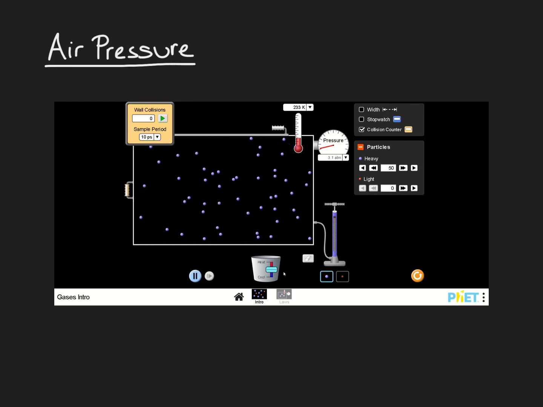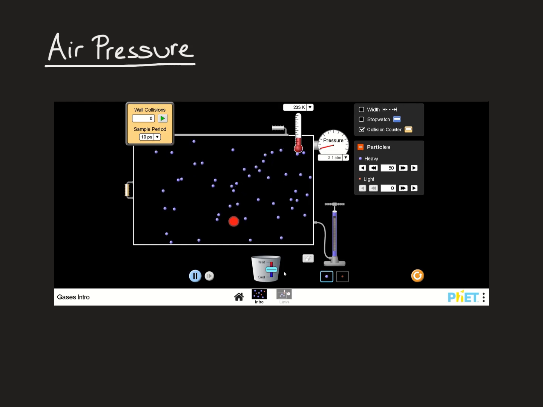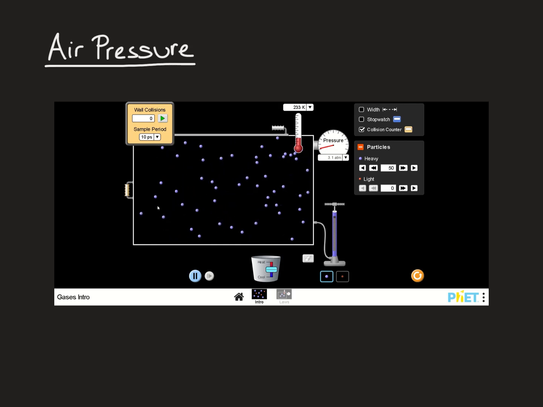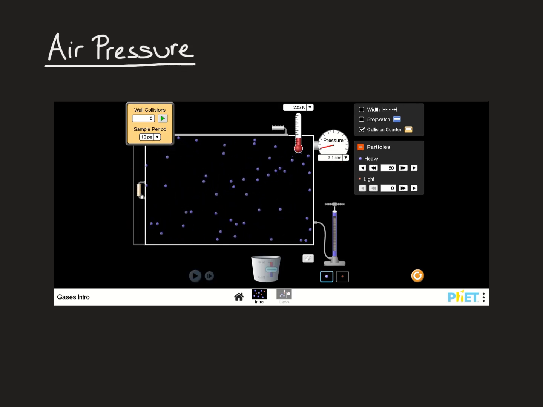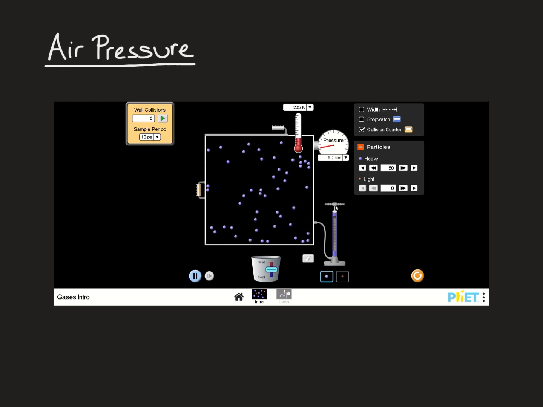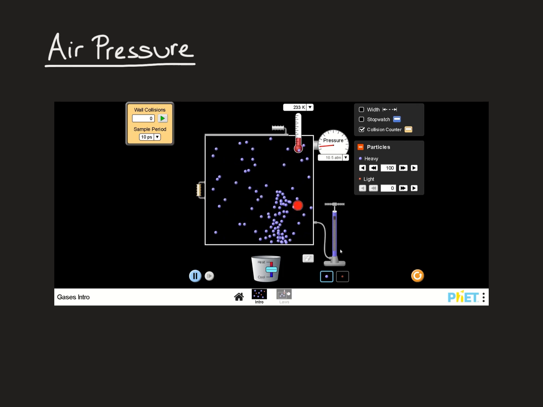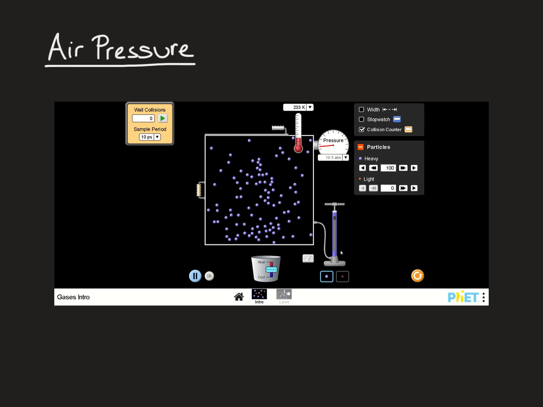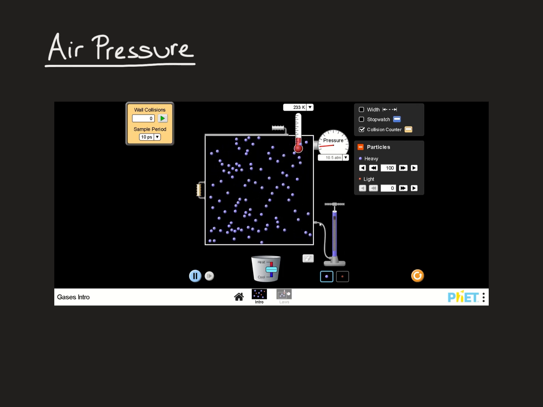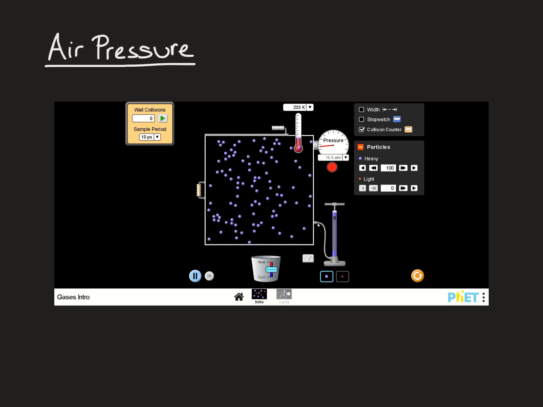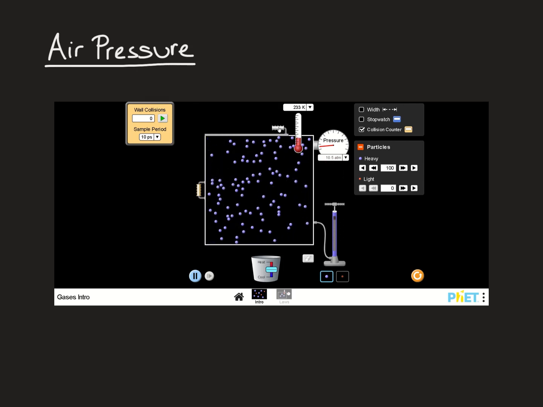If I make the container bigger, there are less frequent collisions between the gas particles and the walls of the container, so the pressure has decreased. And then finally, if I add more gas particles, so if I increase the amount of gas in the container, there'll be more collisions, more frequently, and so the pressure increases again.